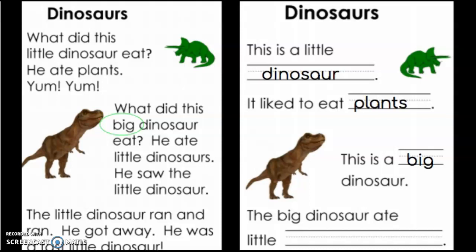Okay, did you find it? This big dinosaur, he ate little dinosaurs. So you should have gone back and found that answer so that you can write it in. And that is how we answer key details in the text. We can make sure that we go back and we find them.